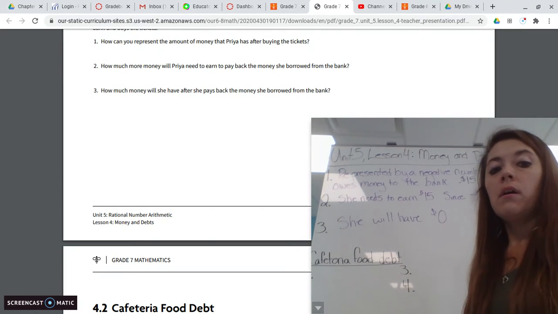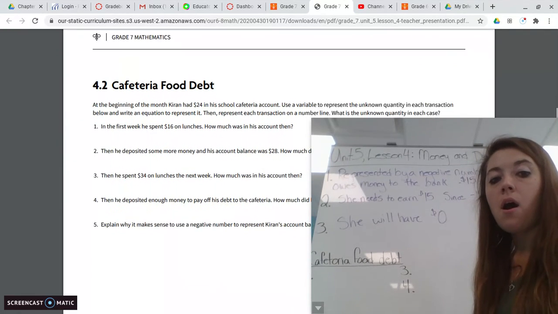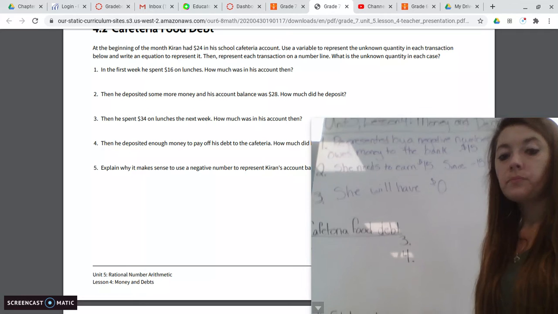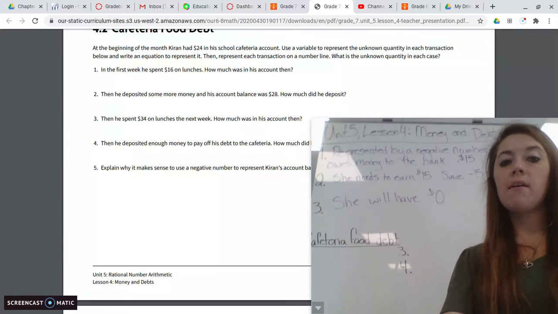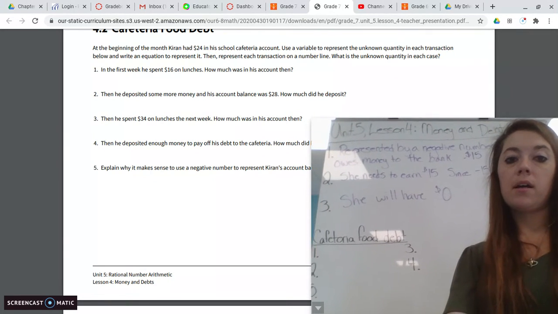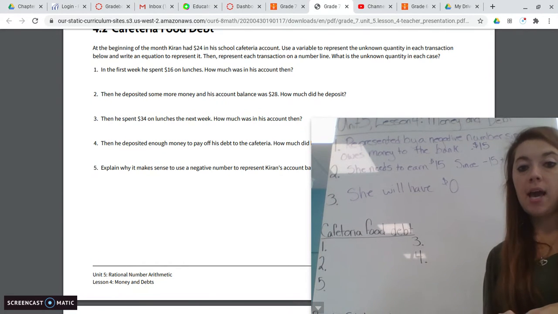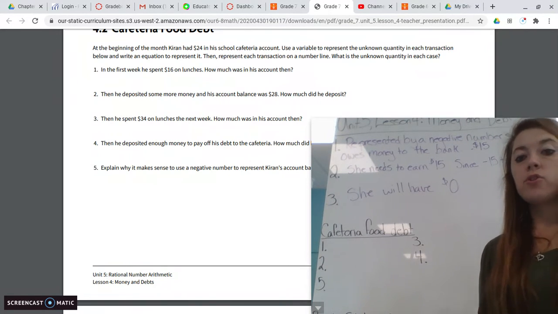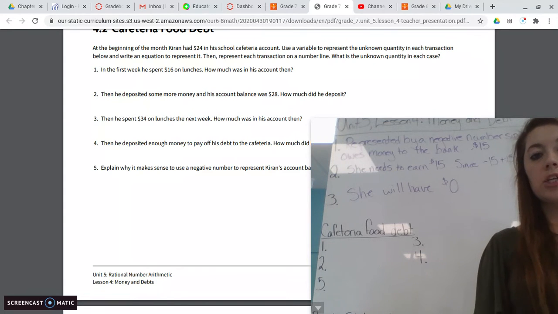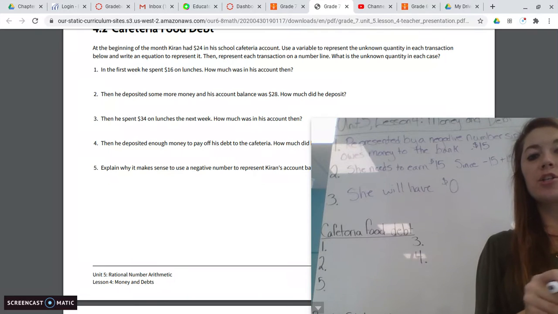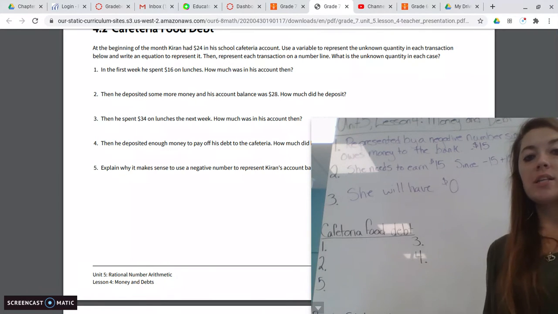All right? So our next thing we're looking at is cafeteria food debt. So at the beginning of the month, Kieran had $24 in his school cafeteria account. We want to use a variable to represent the unknown quantity in each transaction below and write an equation to represent it. Then represent each transaction on a number line. What is the unknown quantity in each case?